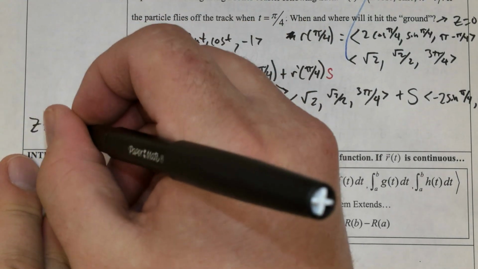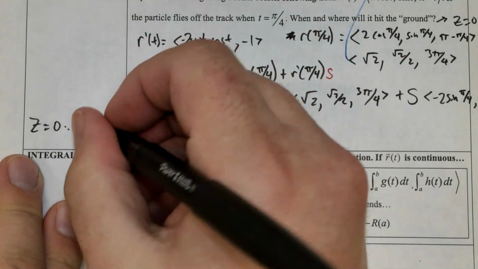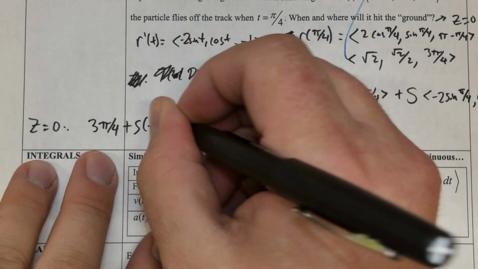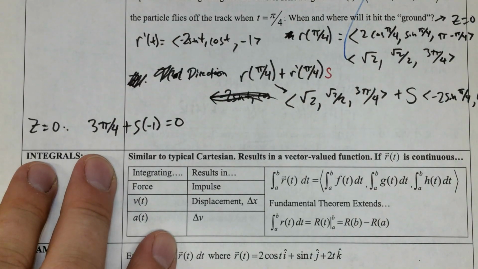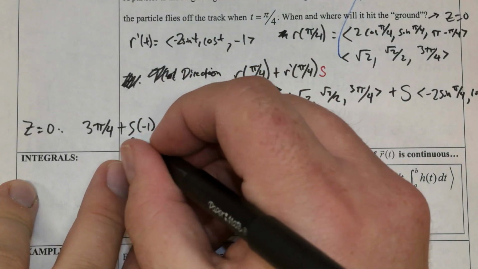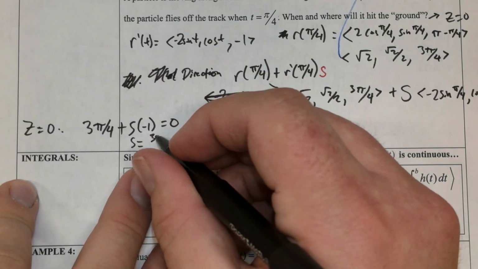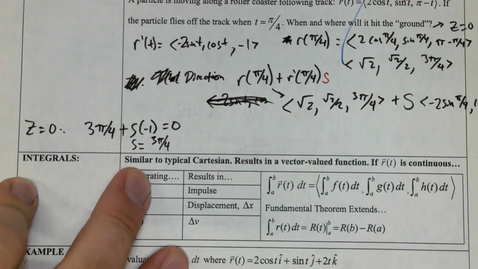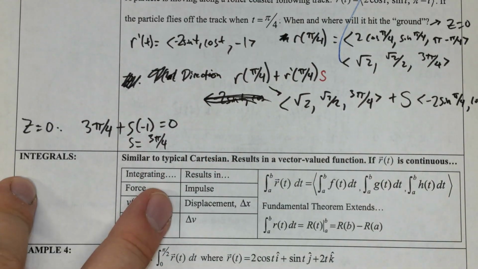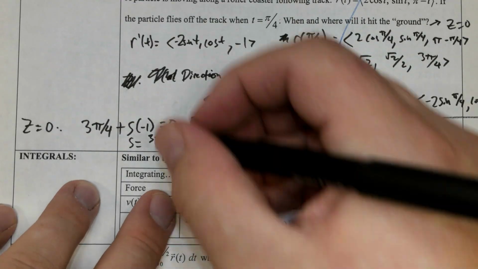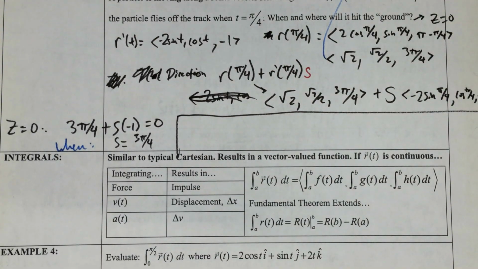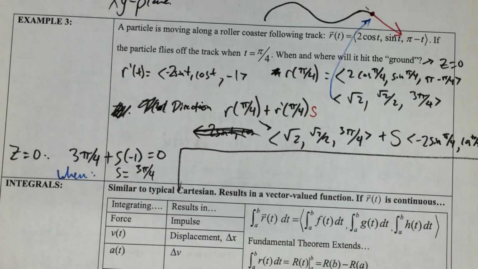So here, if I want to set z equal to 0, I'm just going to grab the z components. 3 pi over 4 plus s times negative 1. I want to know when that equals 0. Well, that thing's going to equal 0 when s equals 3 pi over 4. That makes sense. I did a little algebra here. I kind of combined some steps to make sure I save some space for this last bit because it says when and where. In this case, this is my when: 3 pi over 4 seconds after he leaves the track.